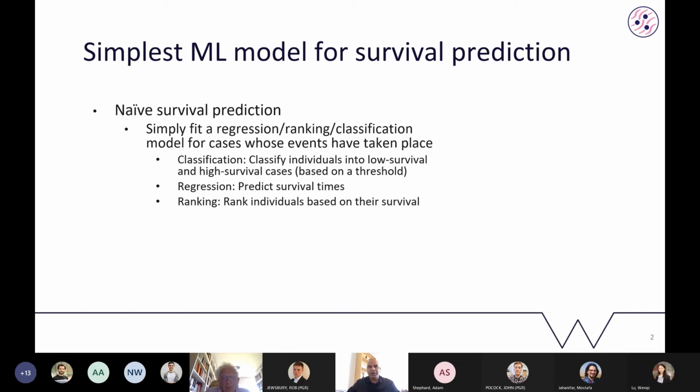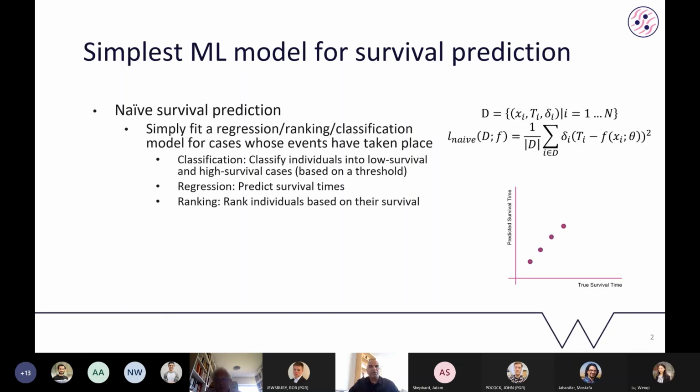So you can use a regression model, but these can only be used for cases for which events have taken place, for which we know what the actual survival time is. For cases in which the event has not taken place, or censored cases as they are called, we can only estimate what their current survival time is, but we won't be able to predict whether they would survive in the future or not. So that is the difficulty of using these naive approaches, but regardless, this can be a good baseline to use.